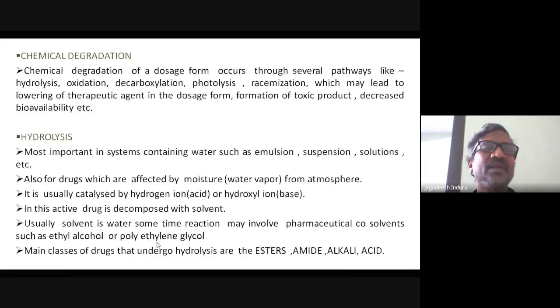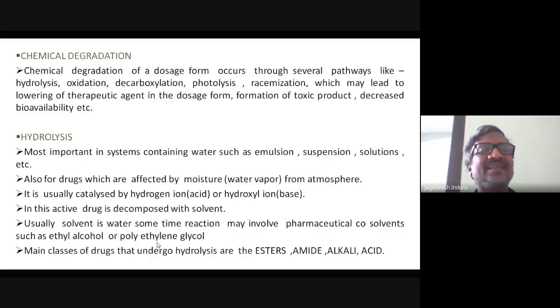This may lead to lowering of the therapeutic agent in the dosage form, the formation of a toxic product, and decreased bioavailability. Now you may get the question: sometimes your racemization or degradation product may not be causing damage. Sometimes it is more toxic than your actual poison. So that may kill the patient or cause damage by causing a reaction, or it may be rashes or any rise in temperature, or pain in a particular part or numbness in a particular area. So these are all the toxic effects.